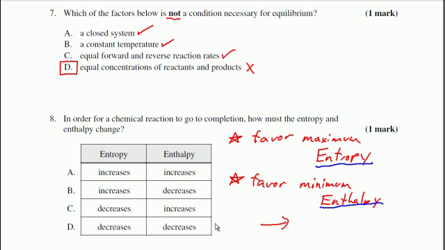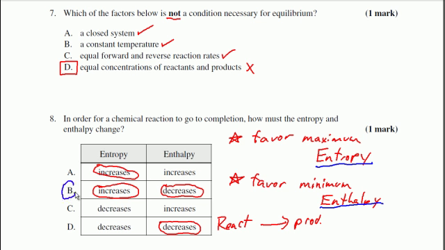So in a reaction, going from reactants to products, it has to go minimum enthalpy. Okay, so in other words, the enthalpy has to decrease. And the randomness, or the entropy, has to increase. And so we're given only one possible answer right here, and that is 8B. Okay?